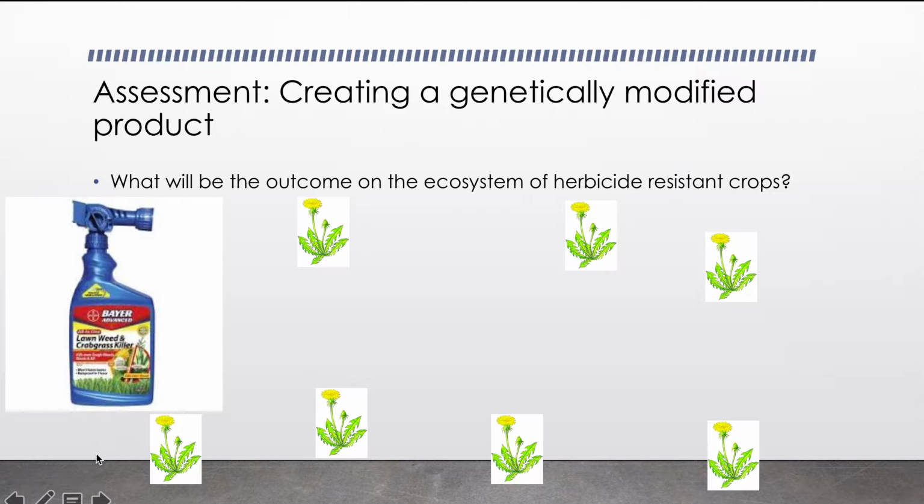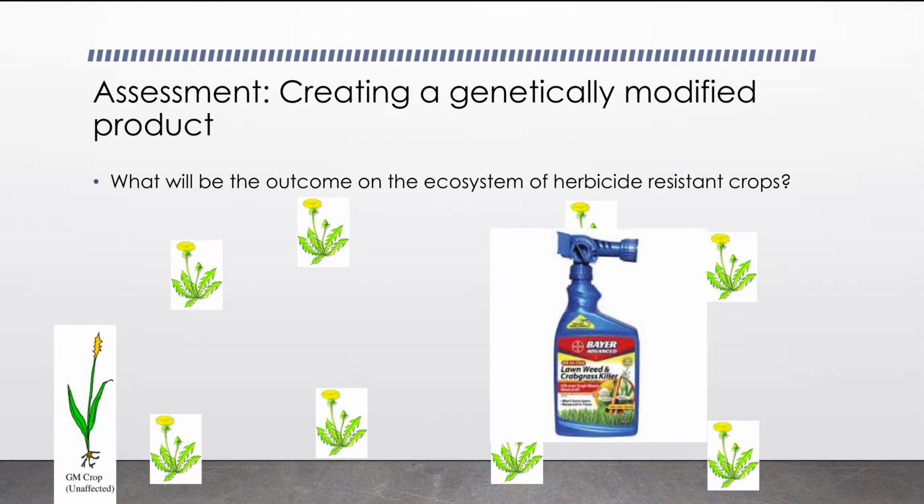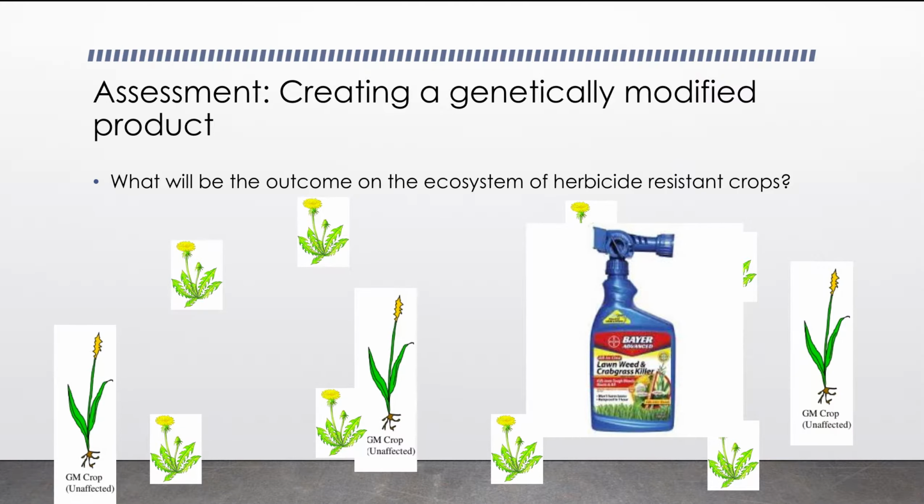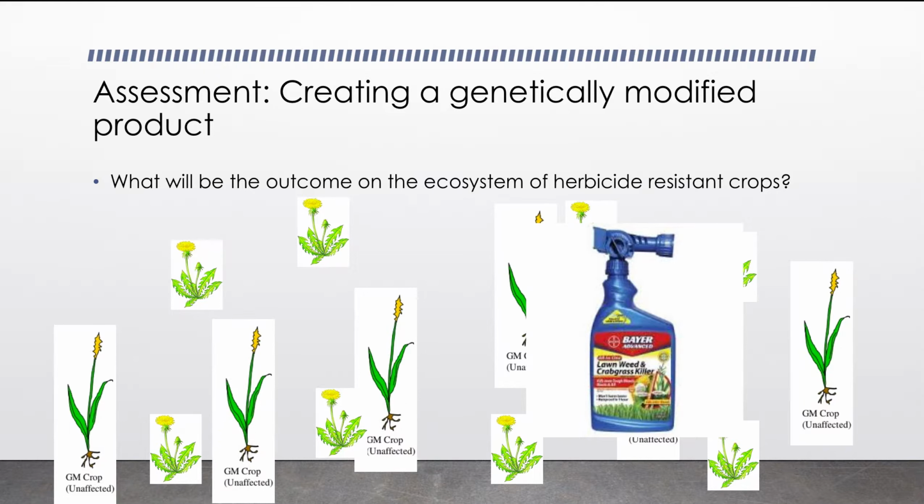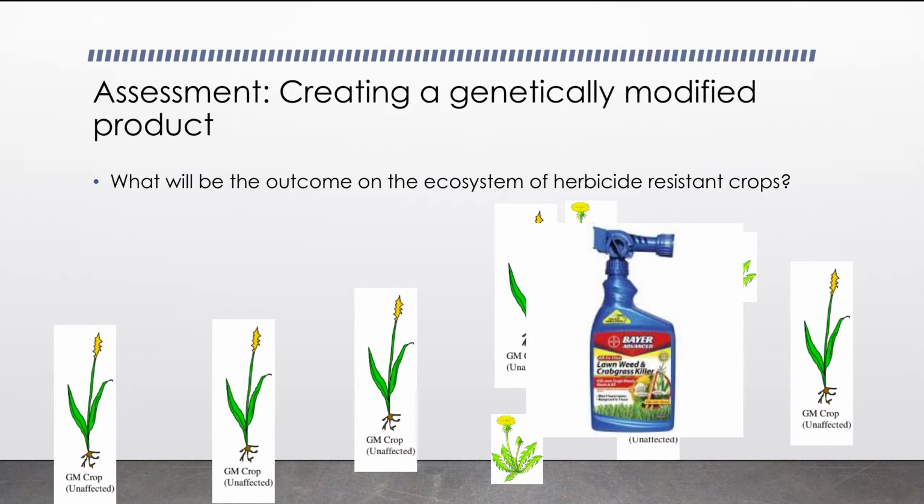Students will be creating their own genetically modified organism. Here is an example of possible organism. To begin with, there are lots of weeds in the area. The genetically modified crop has a gene added to it which gives it resistance to a weed killer. As you can see, when the weed killer is applied, the weeds are killed. The genetically modified crop is left behind.